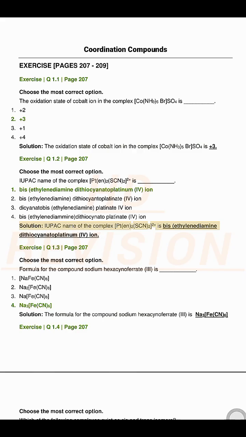Solution. IUPAC name of the complex [Pt(en)2(SCN)2]2+ is bis(ethylenediamine)dithiocyanatoplatinum(IV) ion. Exercise Q1.3, page 207. Choose the most correct option. Formula for the compound sodium hexacyanoferrate(III) is: 1. Na[Fe(CN)6]. 2. Na2[Fe(CN)6]. 3. Na[Fe(CN)6]. 4. Na3[Fe(CN)6]. Solution. The formula for the compound sodium hexacyanoferrate(III) is Na3[Fe(CN)6].